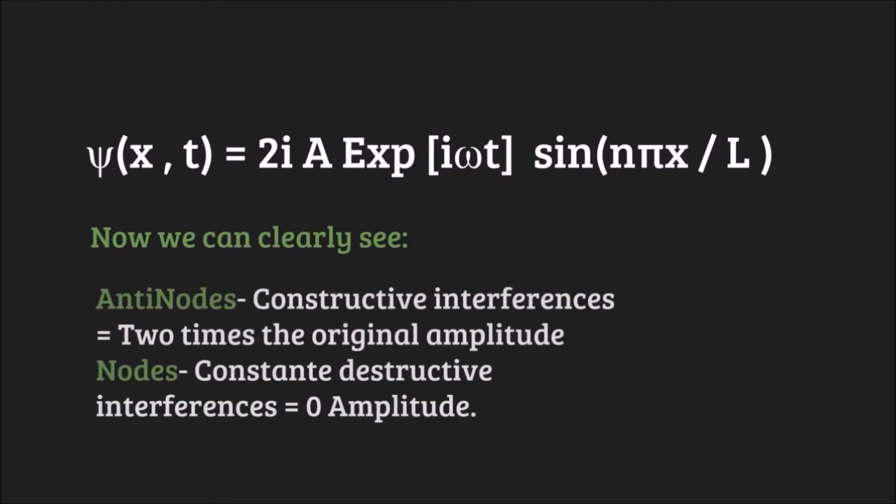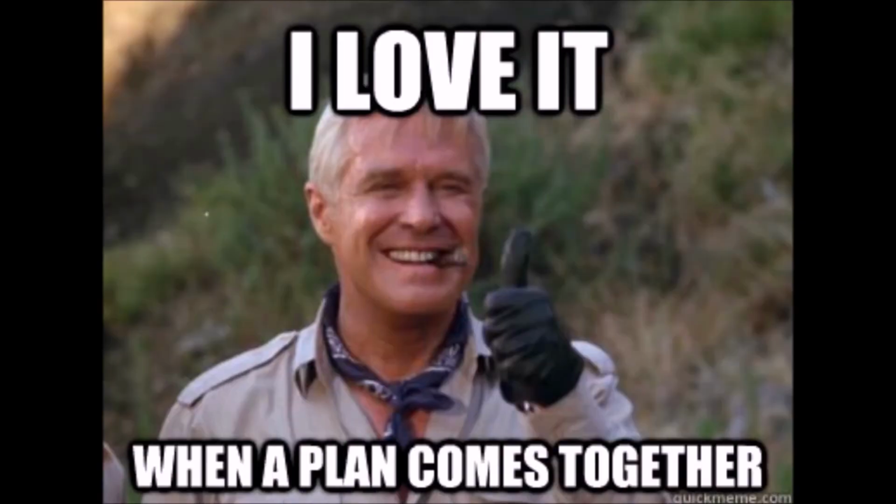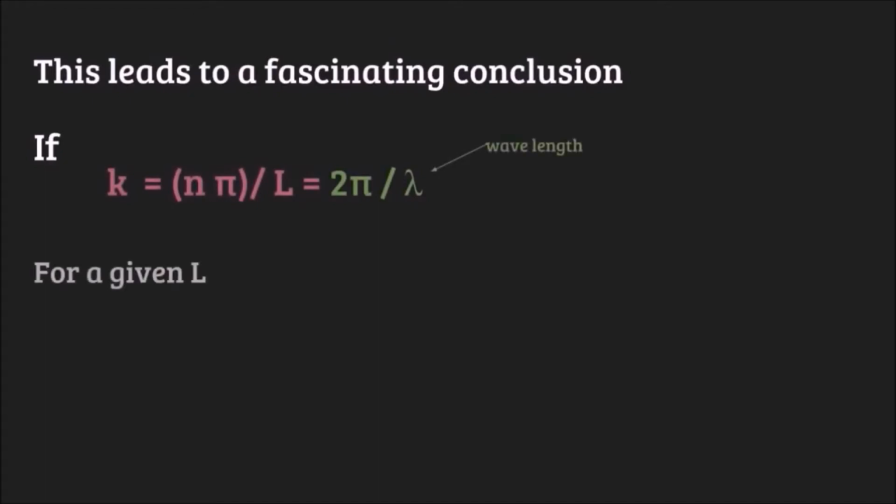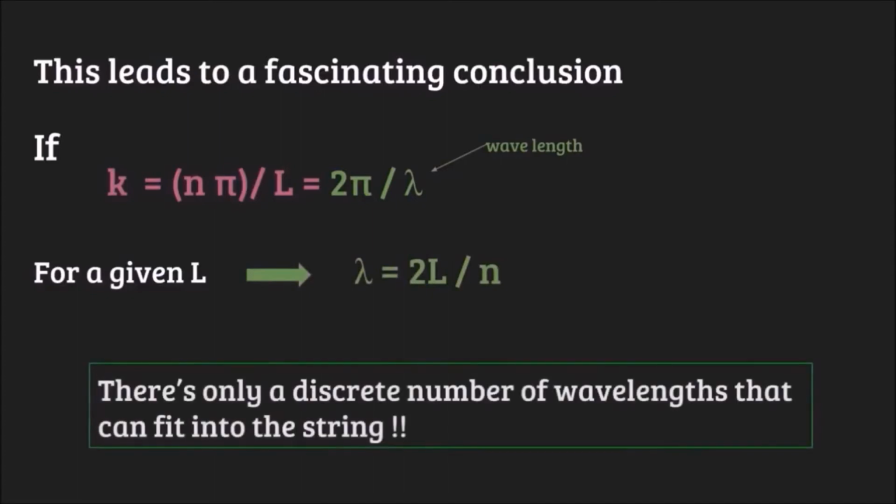Antinodes, points where the two waves always interfere constructively, resulting in amplitudes twice as big as the original, and nodes, points of constant destructive interference, resulting in 0 amplitude. This leads to a fascinating conclusion. If we equate our expression for the wave number to its classical definition, 2 pi over lambda, we see that only a discrete number of wavelengths can fit on the string, giving us the following waves, called harmonics.